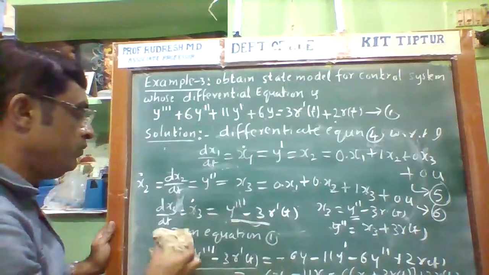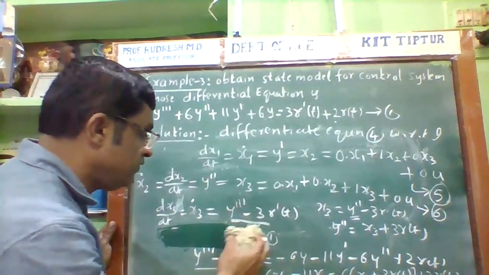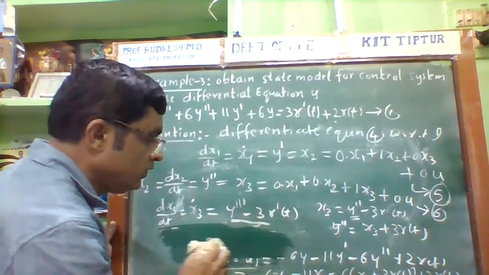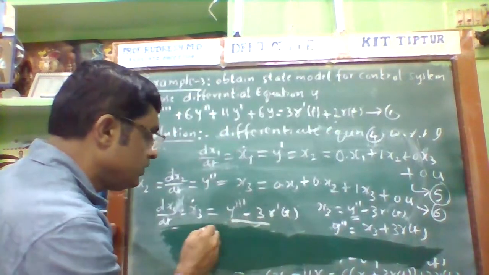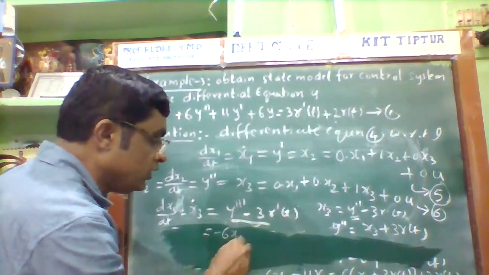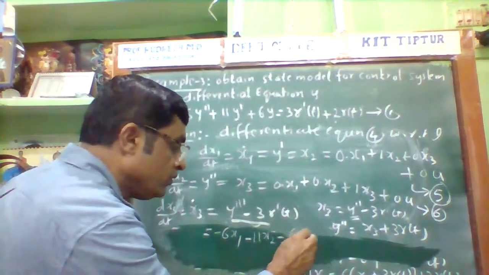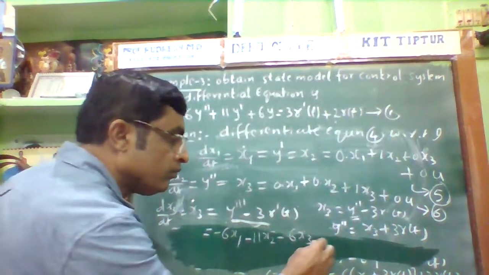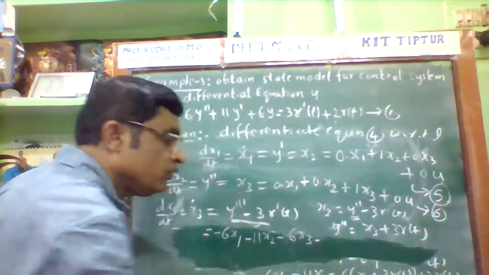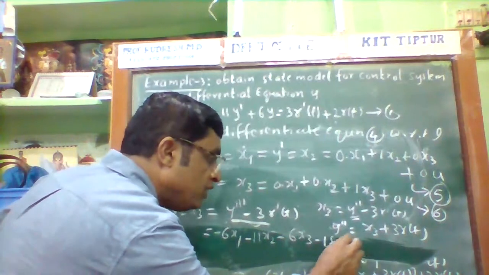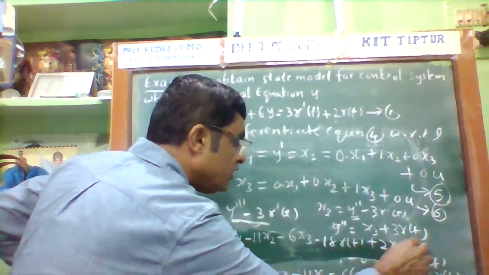Now what will be the value here? Therefore, now this is equal to minus 6 into x1, minus 11 into x2, minus 6 into x3, minus 6 into 3 r of t, which is minus 18 r of t, plus this 2 into r of t.